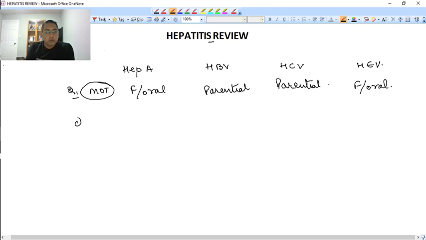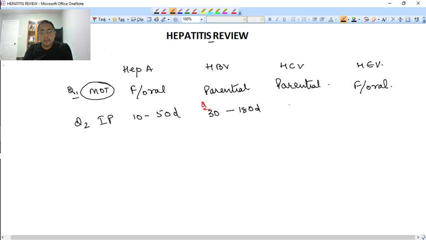Next, if we are going to talk about the incubation period, the incubation period of hepatitis A ranges from 10 days till 50 days. Hepatitis B is roughly around 30 days, that is 1 month, and it ranges up till 6 months, that is 180 days. This is an important MCQ for our exams. It has such a long variable period, and that is the point responsible for the chronicity of hepatitis B as well as hepatitis C.